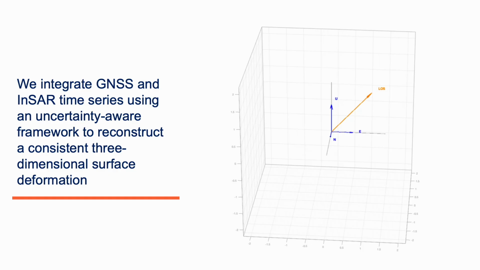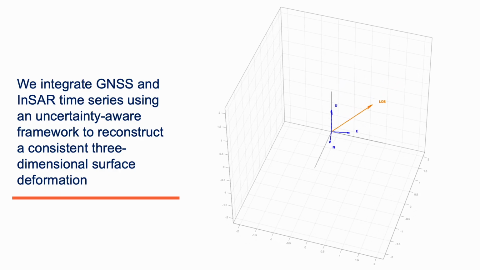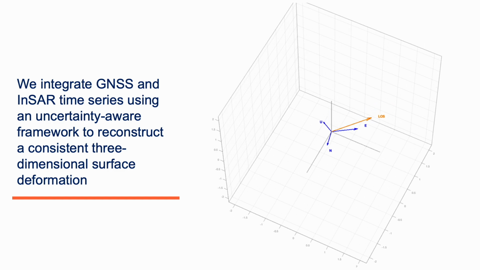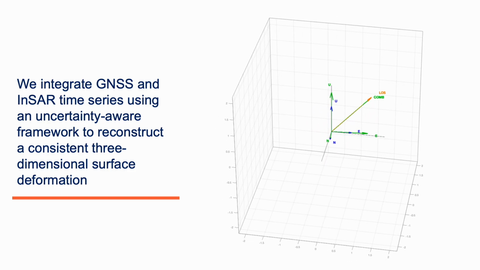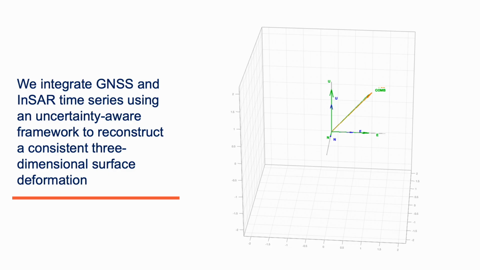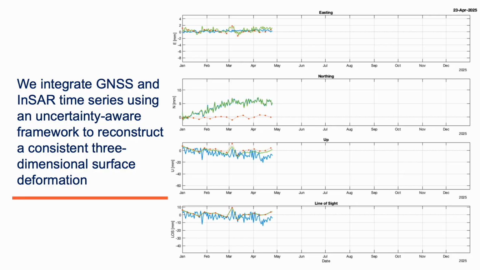In this work, we integrate GNSS and InSAR time series within an uncertainty-aware framework. GNSS observations are projected into the satellite line of sight, and both datasets are combined using a weighted least squares strategy. This allows us to reconstruct a consistent three-dimensional surface deformation field. The resulting 3D deformation products are interpretable, reproducible, and suitable for automated monitoring.